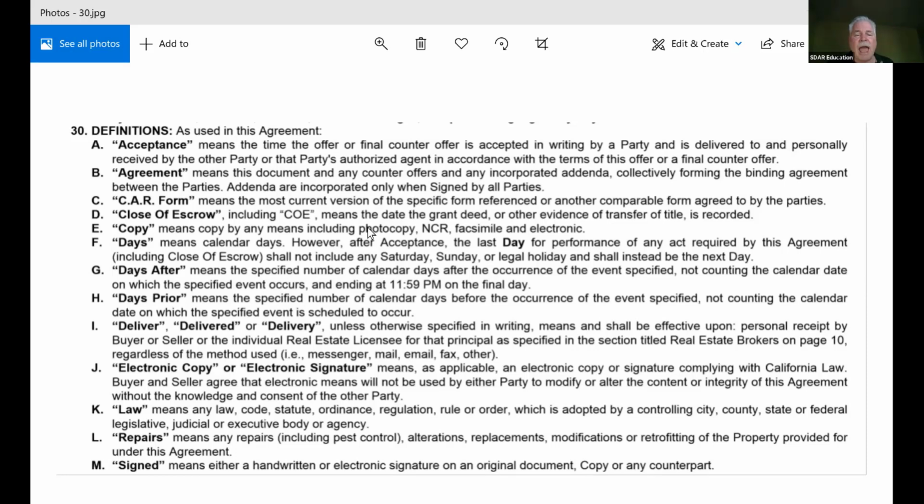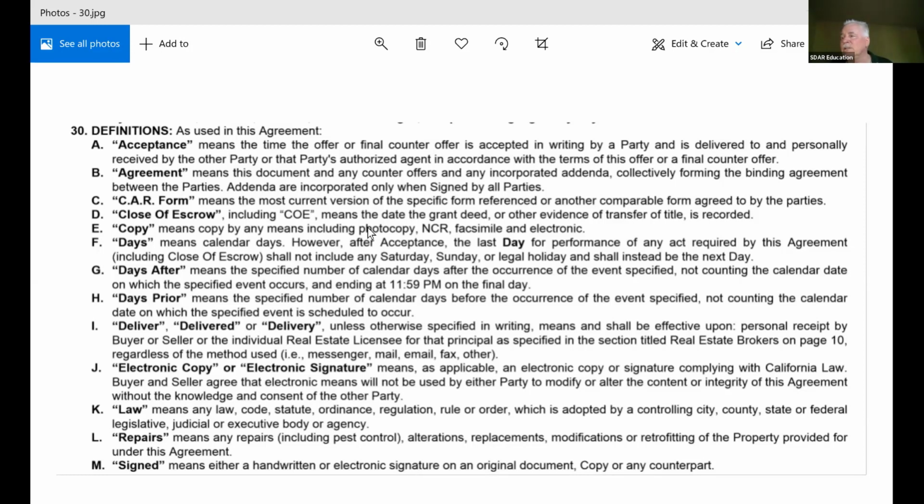Okay, days after, I'm sorry, wait a minute, days means calendar days. However, I have 2 screens going here, so I apologize. However, after acceptance, the last day for performance of any act required by this agreement, including closing, shall not include Saturday, Sunday, or legal holiday. How are you going to close on a Saturday, Sunday, or legal holiday? But better yet, you're not held to perform on that day. What does it say? And shall instead be the next day.